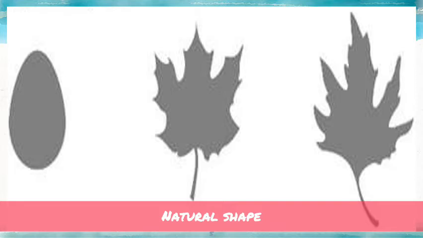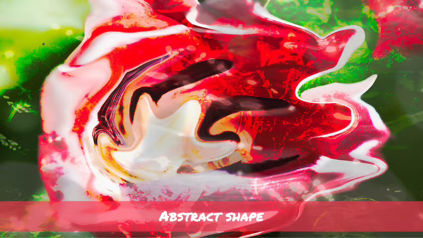So here is an example of a natural shape that we can see all over, no? And this is an example of an abstract shape. This happens when the artist has already drawn out the essence of the original object, making it a little bit more abstract.